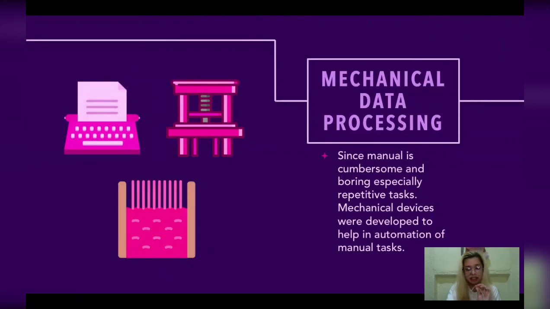Since manual work is cumbersome and boring, especially repetitive tasks, mechanical devices were developed to help in the automation of manual tasks. Examples of mechanical devices include the typewriter, printing press, and weaving looms. Initially, these devices did not have electronic intelligence.